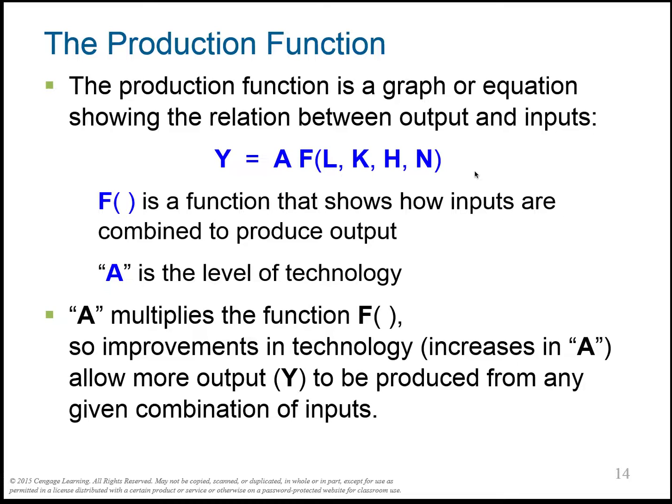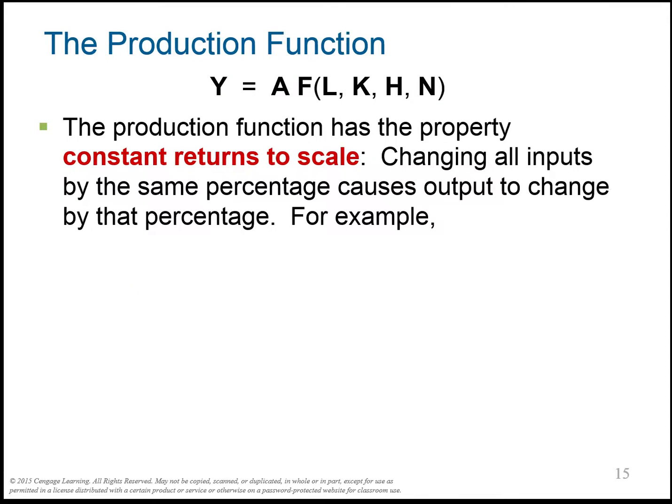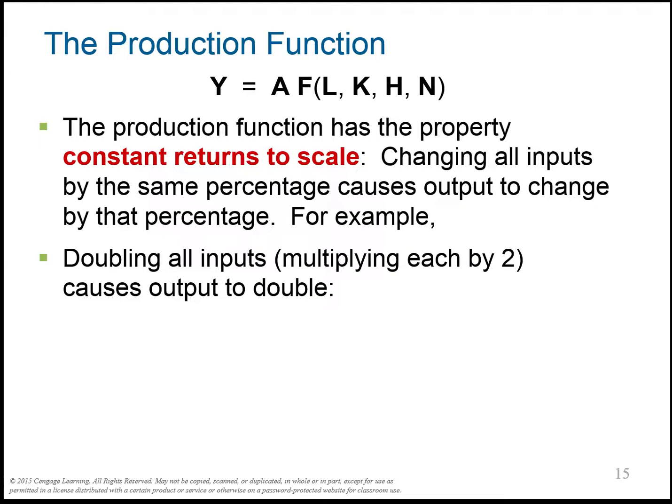One thing I do know about this production function, and it's very simple, is that it has constant returns to scale, which means that if I double all inputs, it will cause outputs to double, right? So if I have 2 times as much labor, 2 times as much capital, 2 times as much human capital, and 2 times as much natural resources, my output will be twice as much.